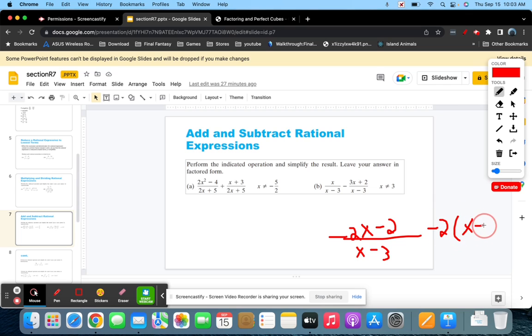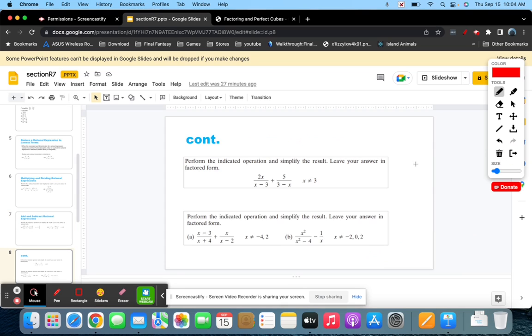and so it would be negative 2 times x plus 1 if you need it factored all the way. And as I said, I'm not sure how the teacher wants your stuff to be done, but negative 2 times x plus 1 will be negative 2x minus 2 over x minus 3. Again, there's nothing to cancel out other than just having it look like this. So let's go to the next one.